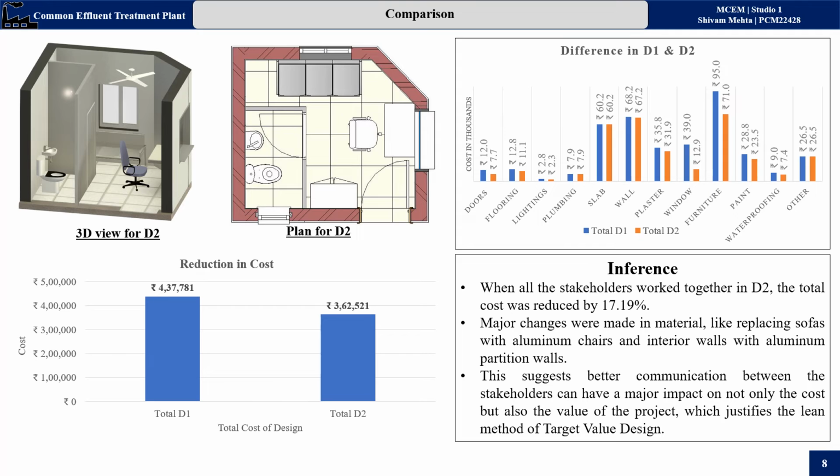Now you can see in the comparison, by changing a few materials and types, many things have changed. Like in the furniture, we have changed sofas to aluminum chairs, and the windows were wooden windows. Now we are applying aluminum glass windows, and the interior wall was replaced by aluminum partition walls. So this suggests that better communication between stakeholders can have a major impact not only on the cost but also on the value of the project.